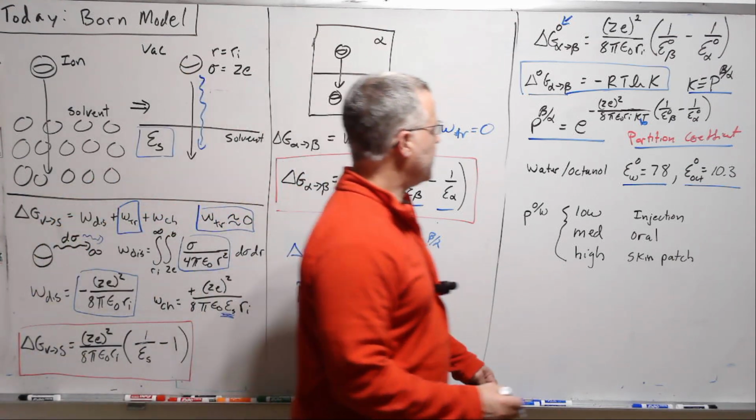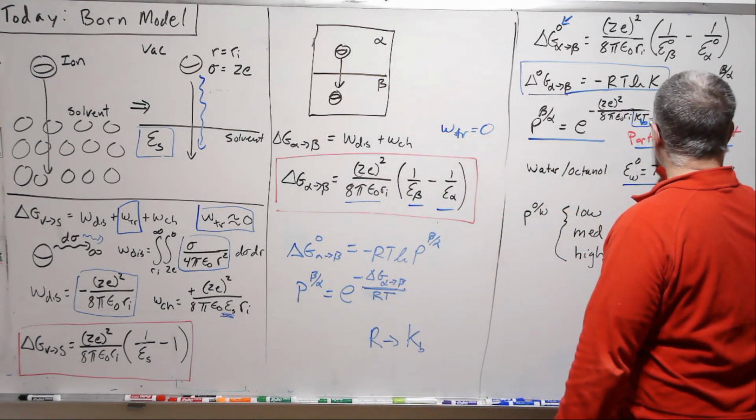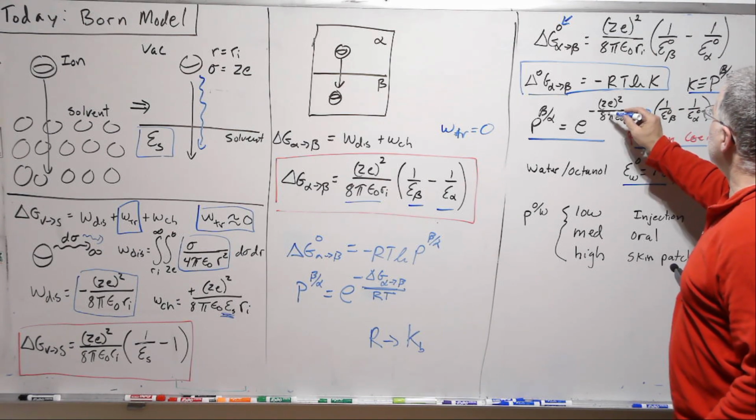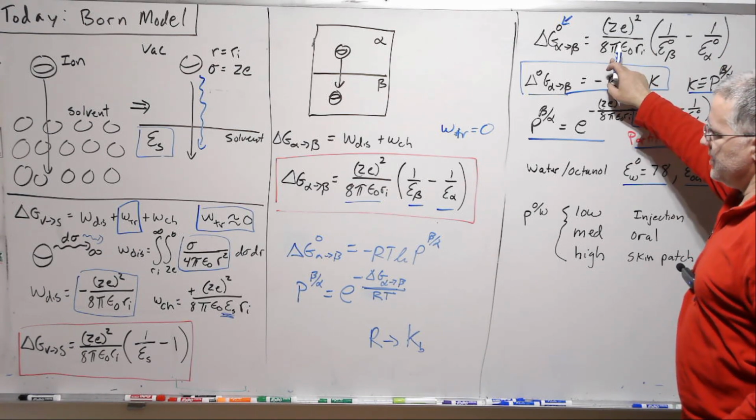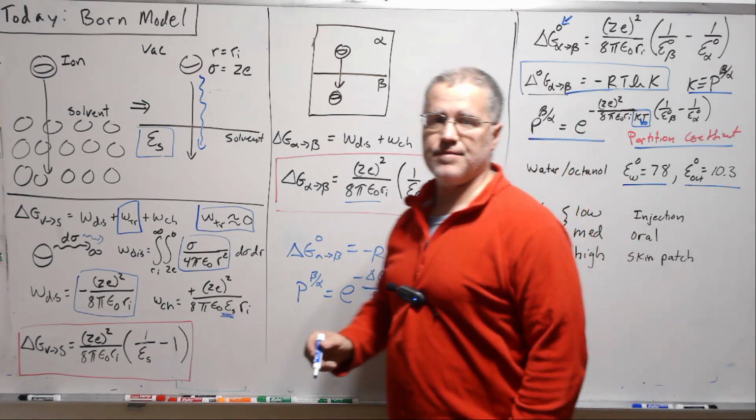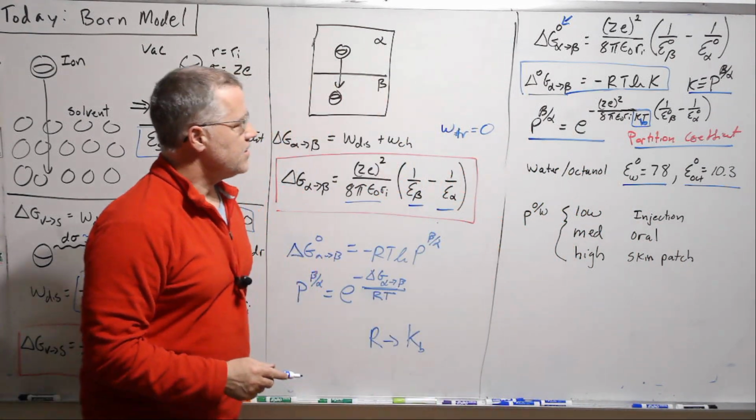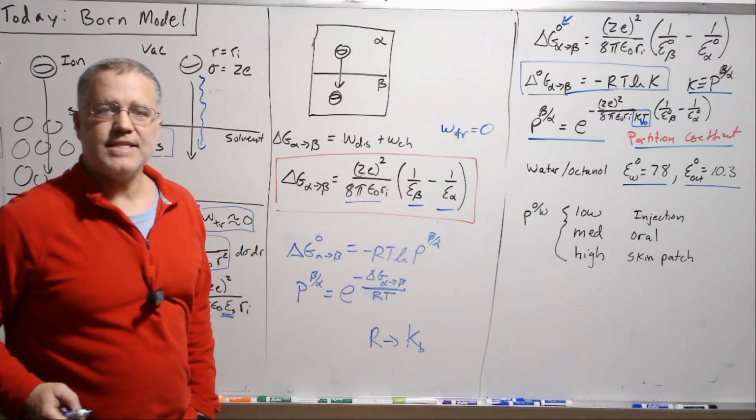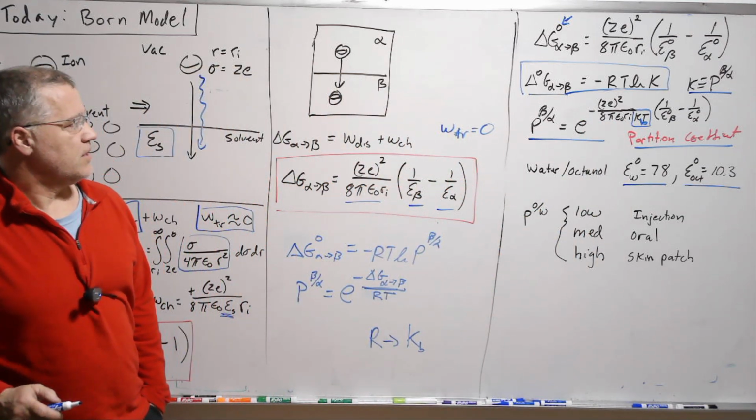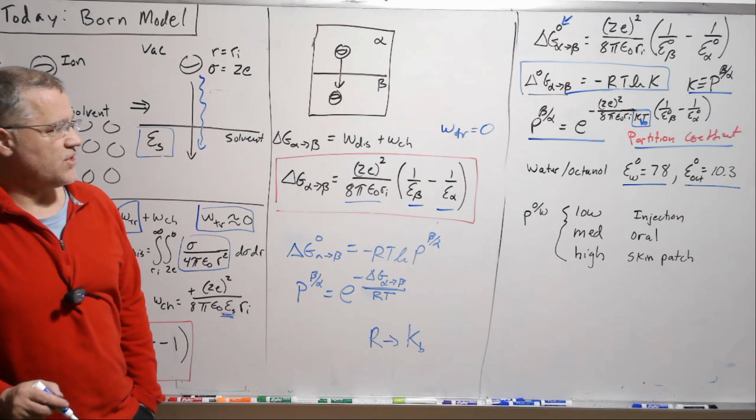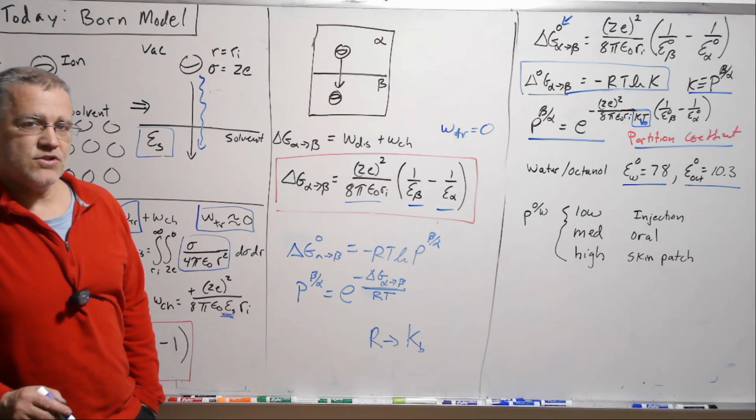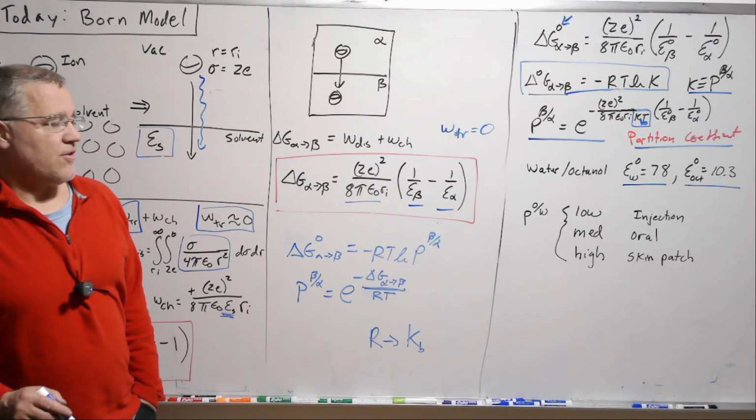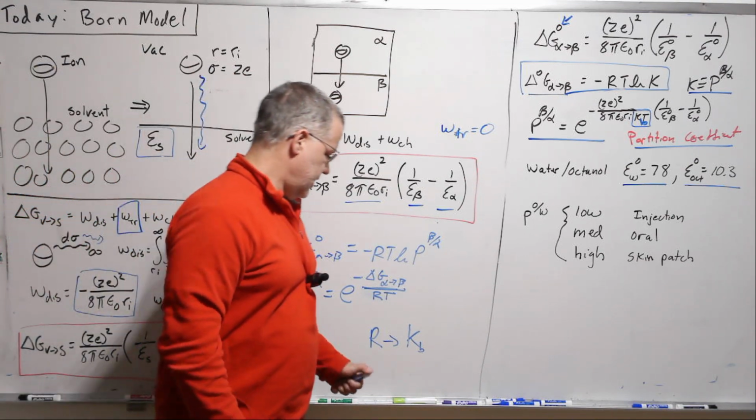So I'm going to have a little change up here. We're going to have a KT up here. So here's our KT. That's coming from this RT. Then everything else is coming from the delta G expression for the Born model. And so this would be a way to estimate the concentration of the ion in beta versus the concentration of the ion in alpha.